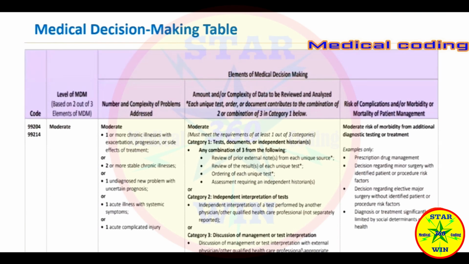In low, we need only 2 points. But coming to moderate, we need at least 3 points to satisfy category 1, or category 2, independent interpretation of tests, or category 3, discussion of management or test interpretation.